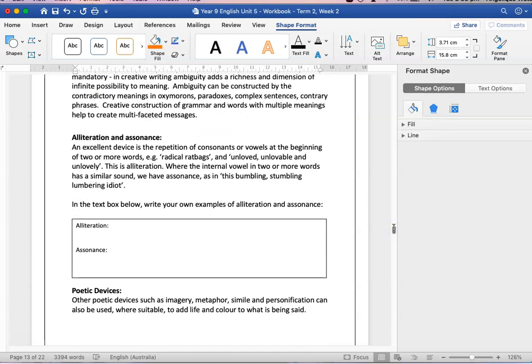Okay, next we have alliteration and assonance. An excellent device is the repetition of consonants or vowels at the beginning of two or more words. For example, radical ratbags, and unloved, unlovable, and unlovely. This is alliteration. Where the internal vowel in two or more words has a similar sound, we have assonance. So for example, this bumbling, stumbling, lumbering idiot.